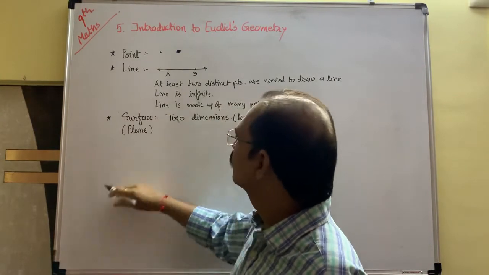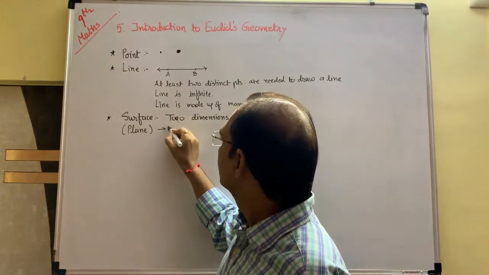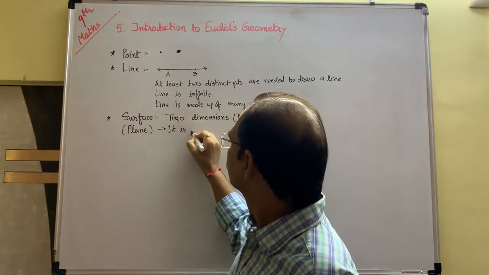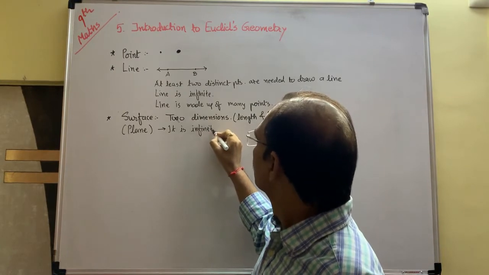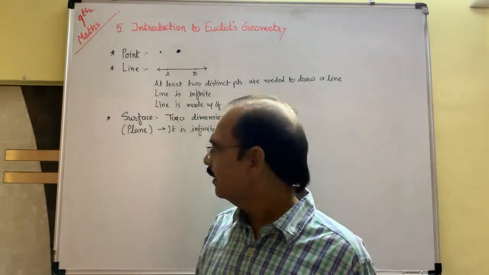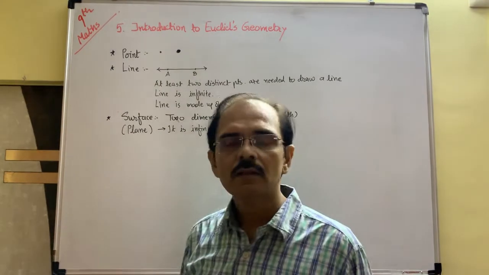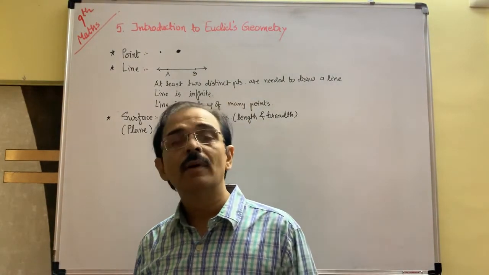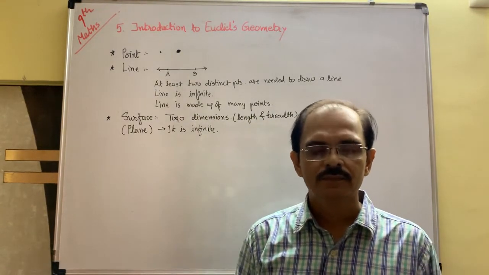Plane also has 2 dimensions, length and breadth, and it is infinite. Though boundaries are there, you can extend the boundaries also. It means we say that it is infinite. Okay?